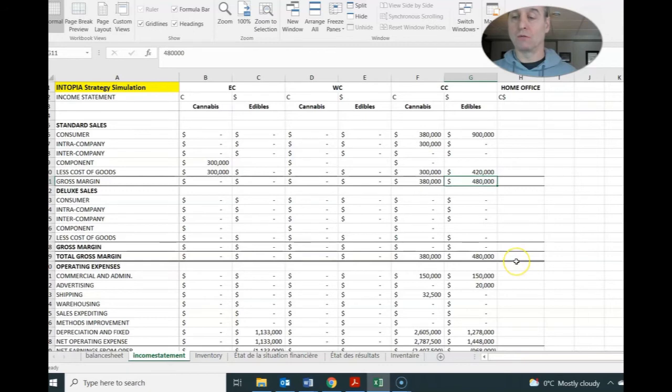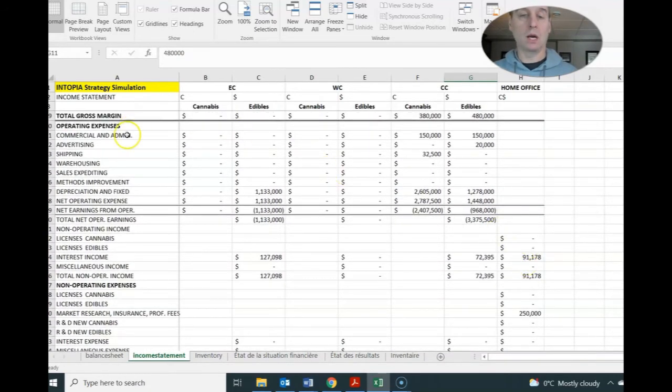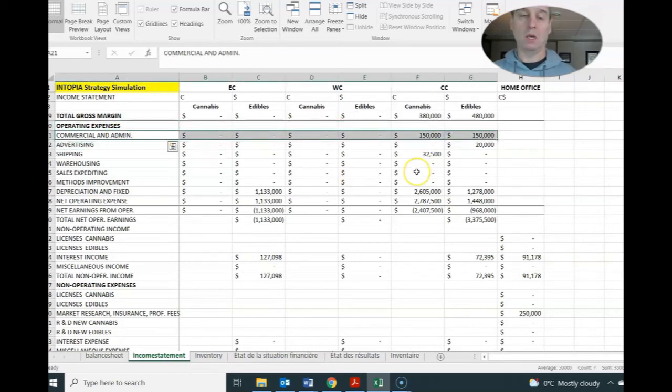So gross margin of $480. Now we got some extra expenses here that we haven't seen yet. The first one is this commercial and admin, and that's essentially the selling costs that are incurred. All right, so there's a per unit cost to sell to the consumer market.